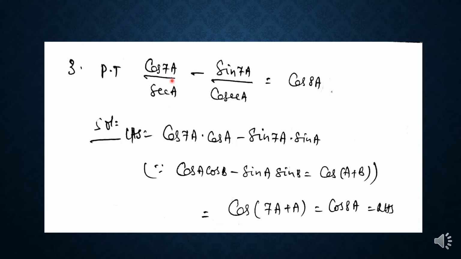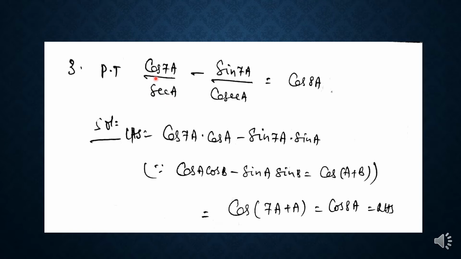Prove that cos 7A by secant A minus sin 7A by cosecant A is equal to cos 8A. To prove the given equation, we should take either LHS or RHS. So here by taking LHS, LHS is equal to cos 7A by secant A minus sin 7A by cosecant A.